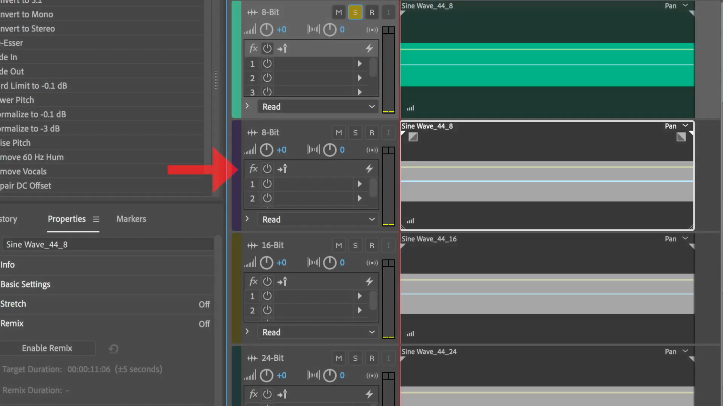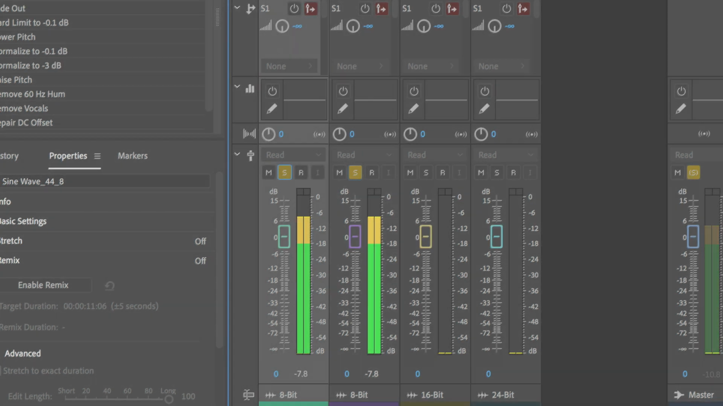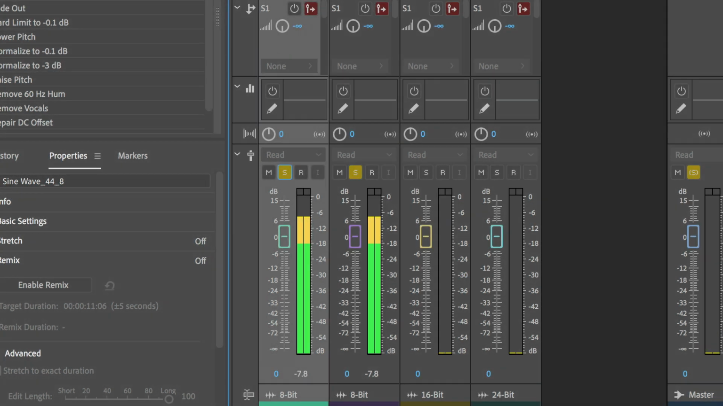I actually duplicated the track that was the 8-bit track, and I put it out of phase. So now when I play the 8-bit track with the 8-bit out of phase track, everything totally cancels and we hear silence. That's because they're 180 degrees out of phase, and when you add them together at equal volumes, they totally disappear like matter and antimatter coming together.